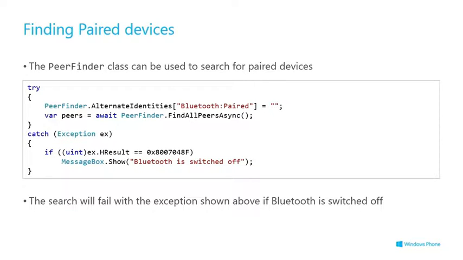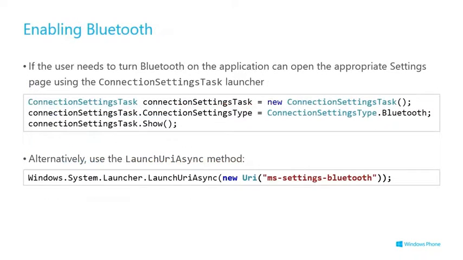Now that exception you can see there, this is the rather ugly way that we find out if Bluetooth is switched off. Unfortunately, there's no "Bluetooth is switched off" exception. It's a generic exception, but you've got to look for that magic HResult number. If you get that, obviously, you could then turn Bluetooth on, which you might do using the ConnectionSettingsTask like that. So from within your app, you can take your user straight to the Bluetooth settings and get them to turn it on.